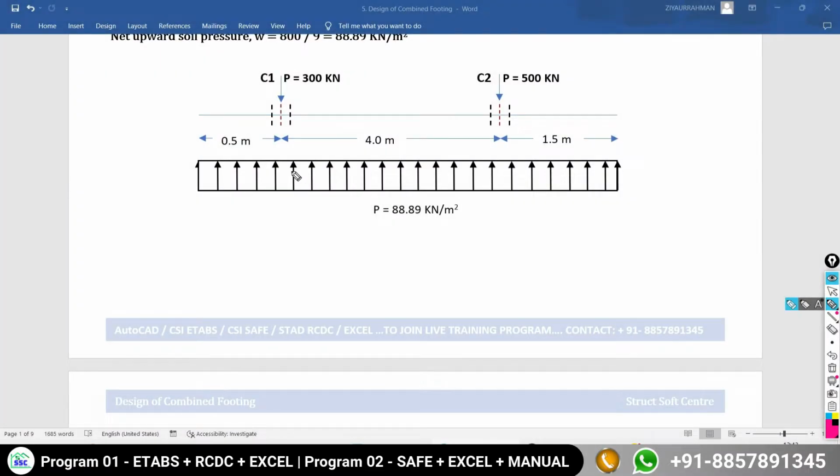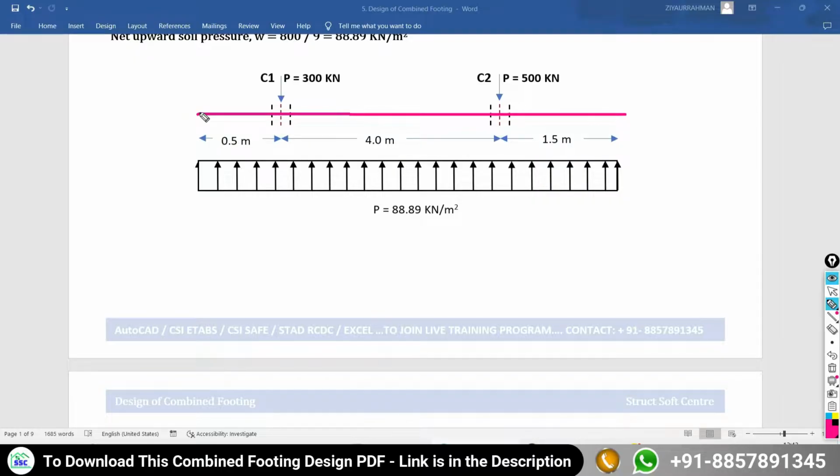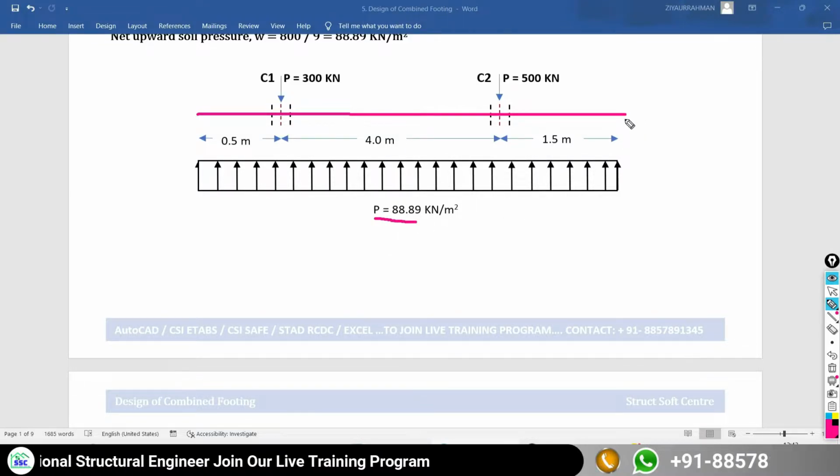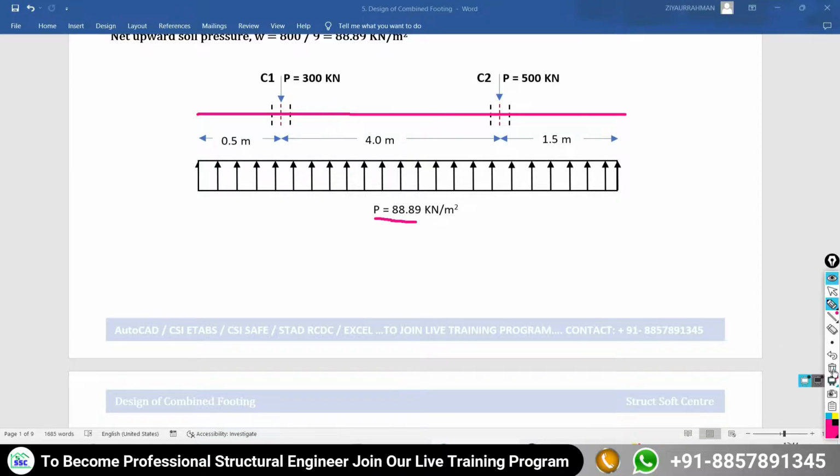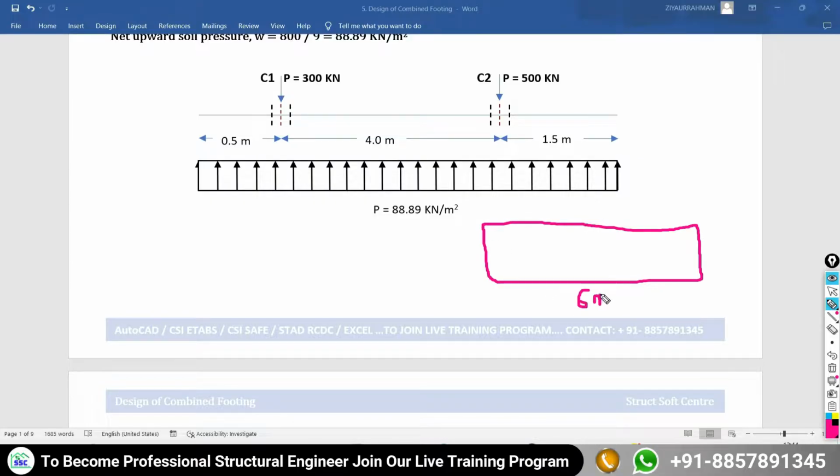Now next we have to find out the shear force and bending moment along the length of your foundation. To calculate the shear force and bending moment at different points along the length of your foundation, I need to have the upward soil pressure in kilonewton per running meter by considering the full width of your foundation. Just try to understand, as our foundation has a length of 6 meter and a width of 1.5 meter, and for that we have the upward soil pressure as 88.89 kilonewton per meter square. So I want to calculate the shear force at this point, this point, this point, and this point.